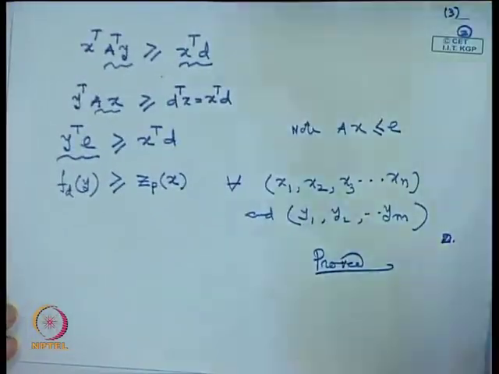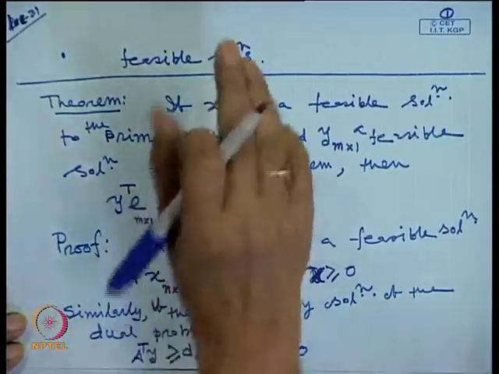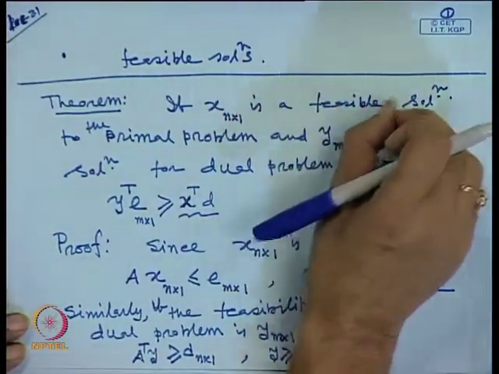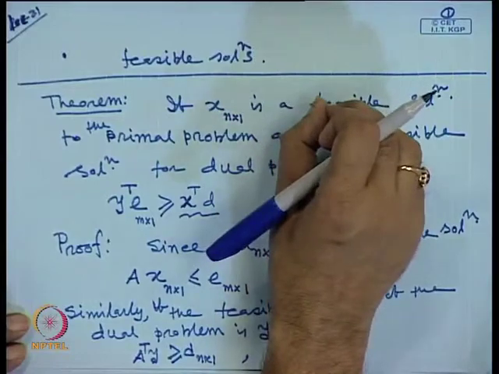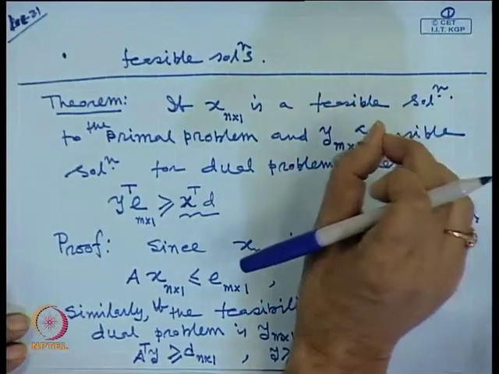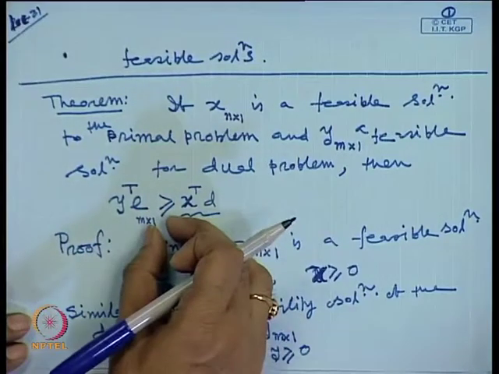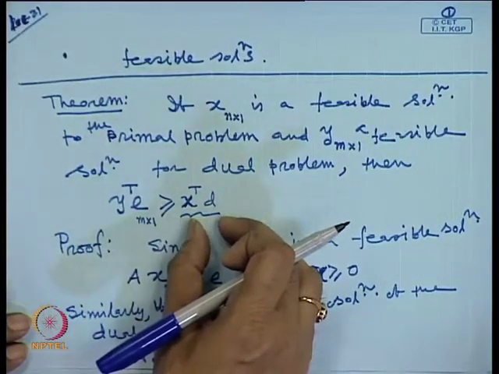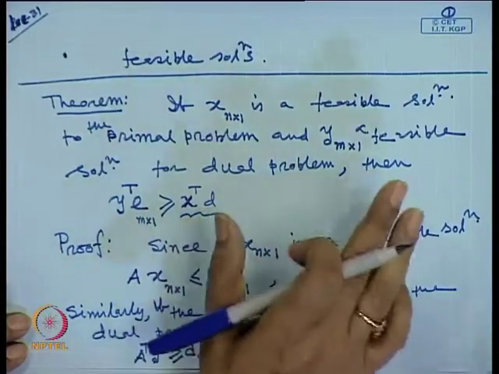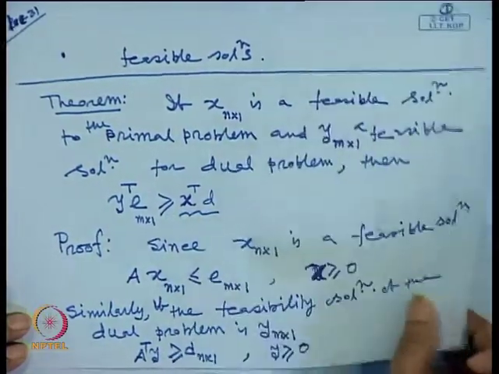To say it once again, if x is a feasible solution of the primal problem and y is a feasible solution of the dual problem, then the objective function of the dual problem is always greater than or equal to the objective function value of the primal problem. That is our conclusion, which we have proved here. Next, we will see another theorem.